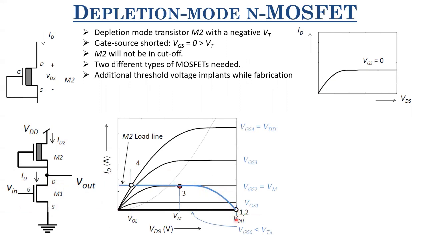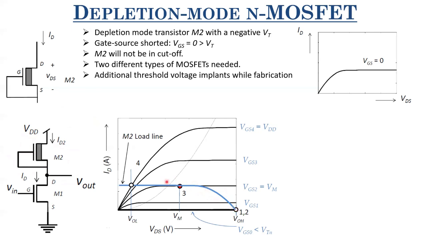At the same time, since its operation is always above the cutoff regime, it's never going to cut off because this VGS is 0 and its VTH is negative. So its dependence on the source node voltage has also gone down. So this is a promising approach, right? Because we have mitigated all the problems that we had in the previous approach.